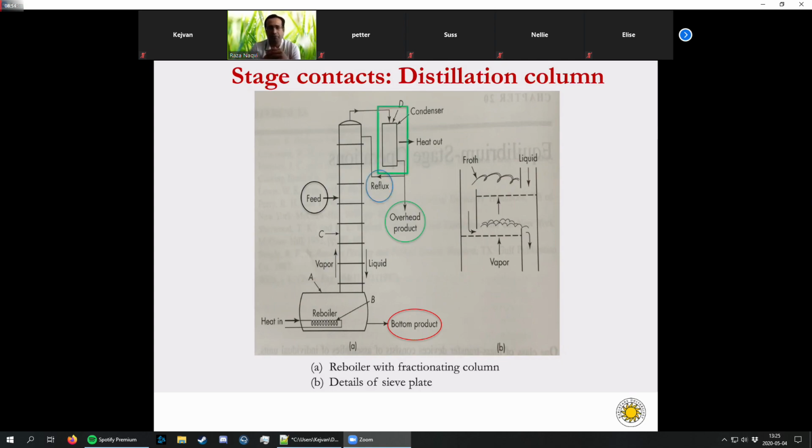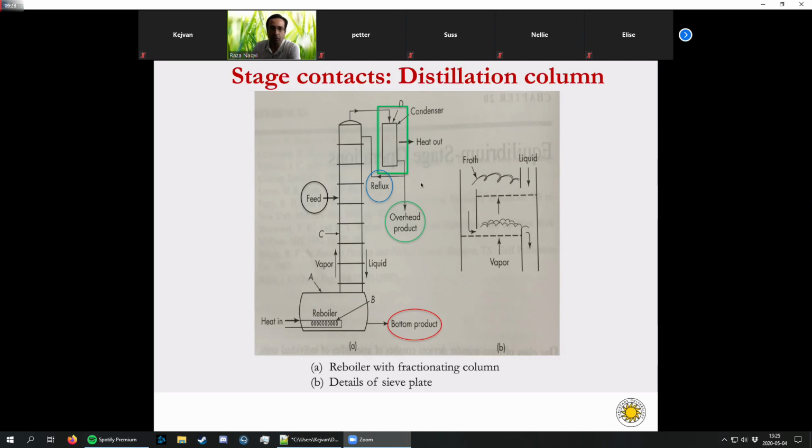Then we normally have vapors that are leaving the evaporator. So they are in the gas phase or in the vapor phase. So first we use a condenser. So we take out heat from those vapors and convert the vapors into the liquid phase. And then when we take out the liquid phase, some of the material we take out as a product or as an overhead product or a distillate. But some of the material we have to send back to the distillation column, and this is called reflux.